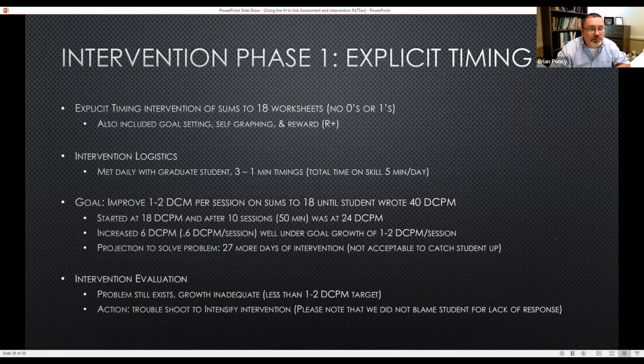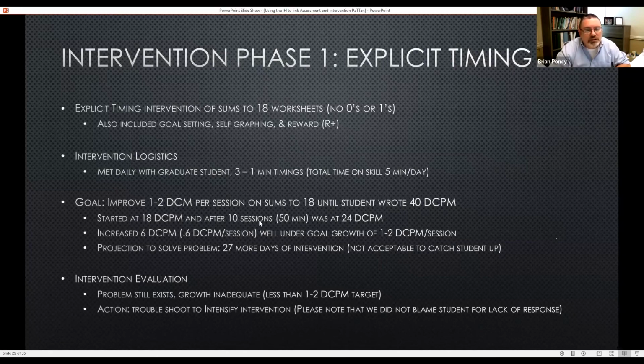And so they did explicit timing with worksheets, sums to 18s, no zeros and ones on those probes. Also included goal setting, self-graphing, and reward. Intervention logistics: met daily with the graduate student, and three 1-minute timings. So this is about 5 minutes a day. And the goal was to improve 1 to 2 digits correct per minute per session until the student could write 40 digits correct per minute.